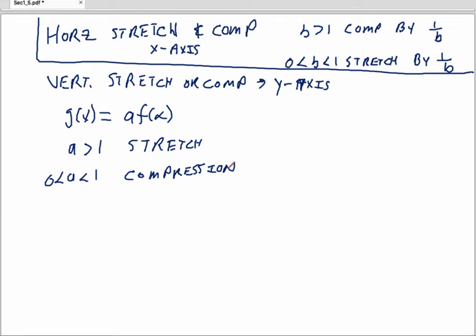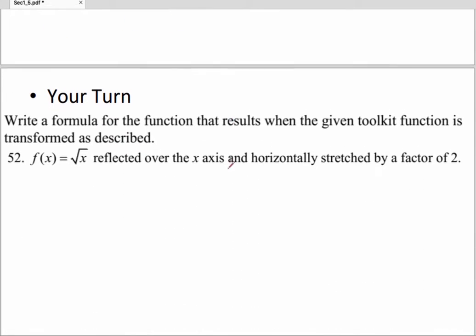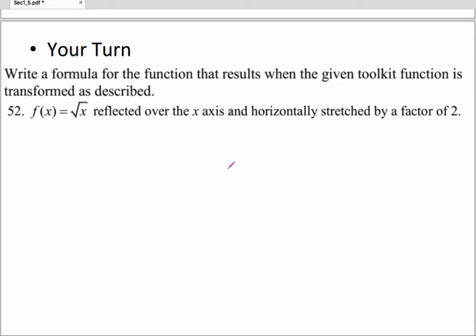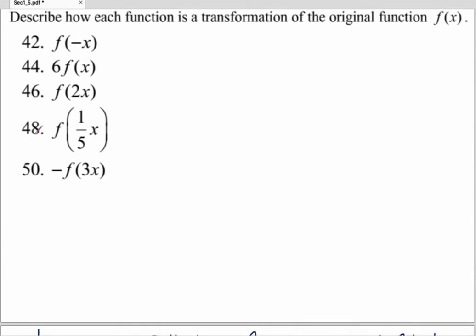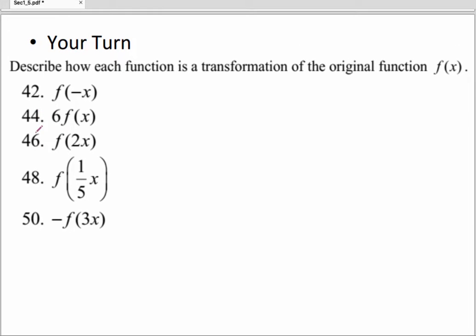Okay, all right, let's go take this to the road. Let's go see if we can play with this and see if we can make it make any sense whatsoever, okay? All right, so write a formula for a function that results from the given toolkit function is transformed as below. So this is number 52. We're back onto the your turn. So f of x, time out, wrong one. I skipped some problems. Back up, Mike. Go do these first. We'll get to that one in just a moment.